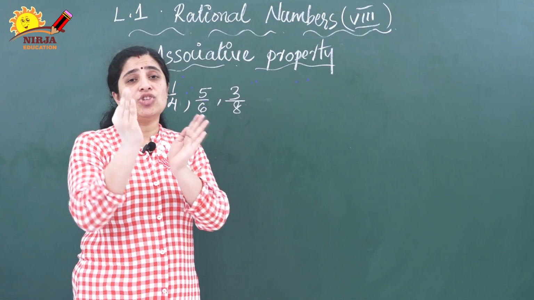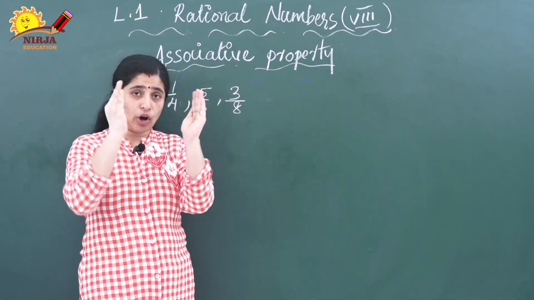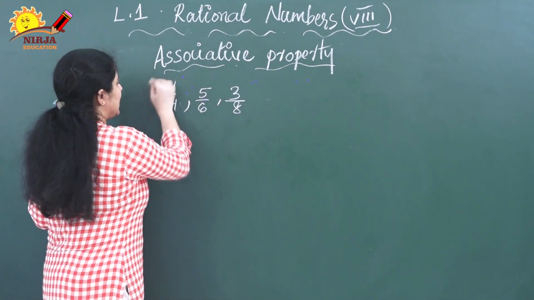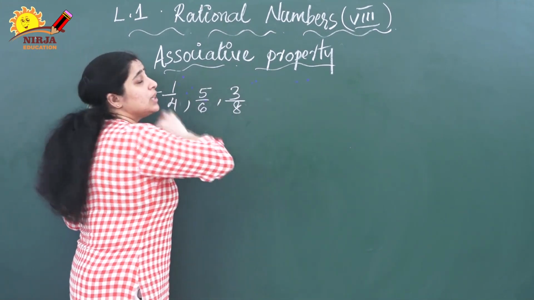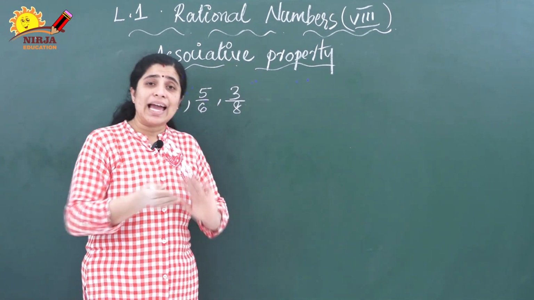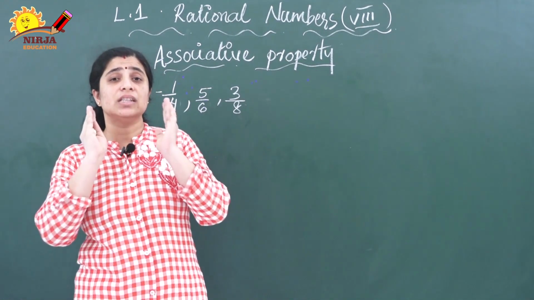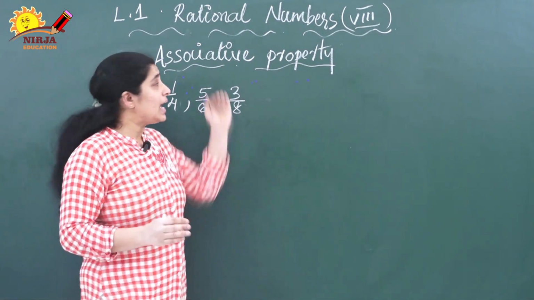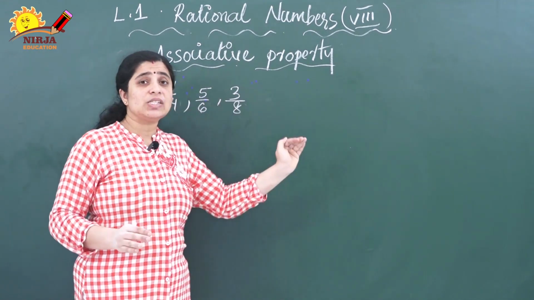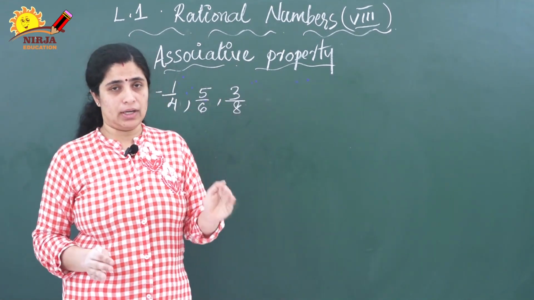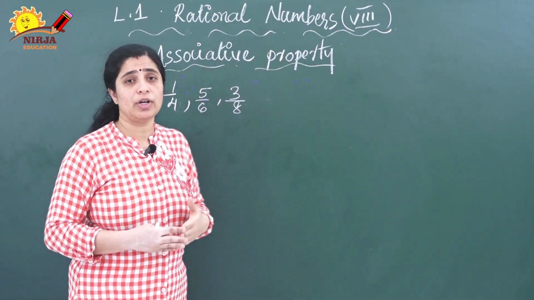That means we are changing the order of grouping the numbers. First I can group these two numbers, or second I can group these two numbers. If we change the grouping and still get the same answer, then the associative property is true. That means addition satisfies the associative property. We will check whether addition satisfies this associative property or not.